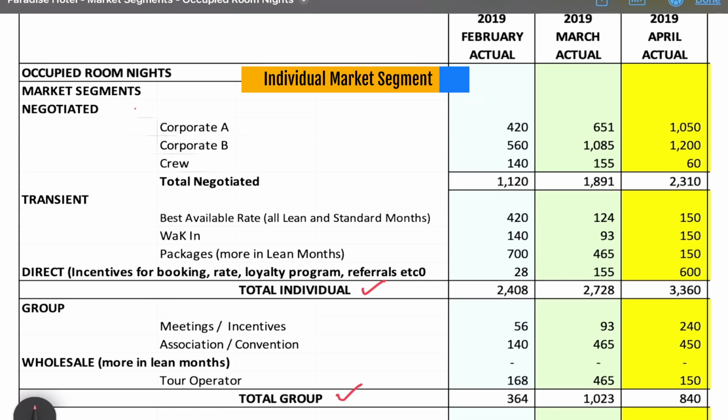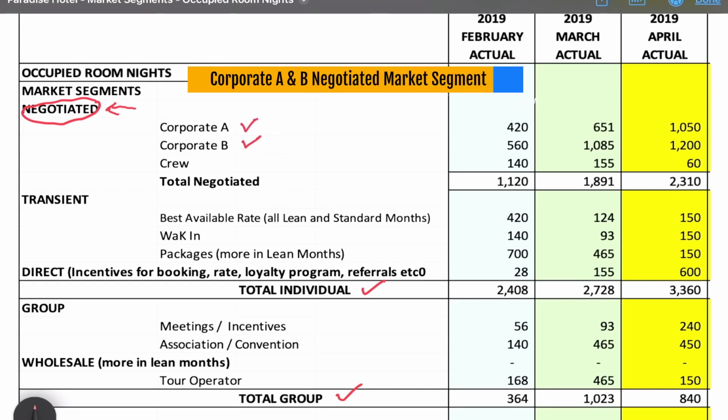The first type of market segment is known as a negotiated market segment. Negotiated market segments are actually corporate contracts with major corporations. You can see here there is a corporate A and a corporate B. So what could corporate A and B be?